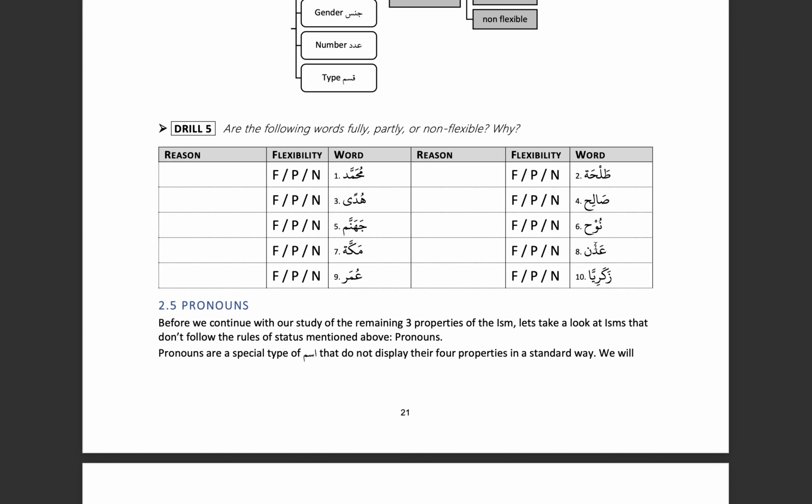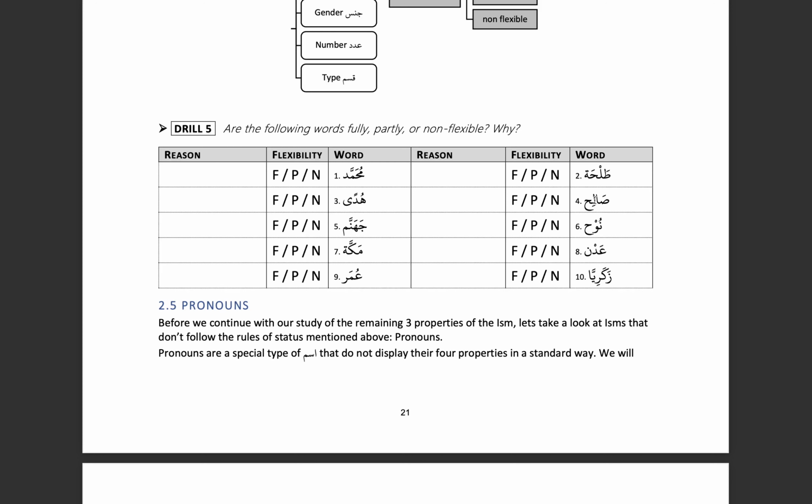Then Adnan, that's the name of a place, and it also has 3 letters, just like Nuhin, but it has a sukun in the middle letter. So it's 3 letters with a sukun in the middle letter. So it's also partly flexible. Nuhin, no, it's fully flexible. So Adnan is fully flexible. Nuhun is also fully flexible.